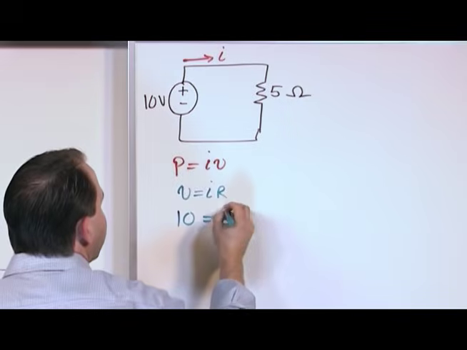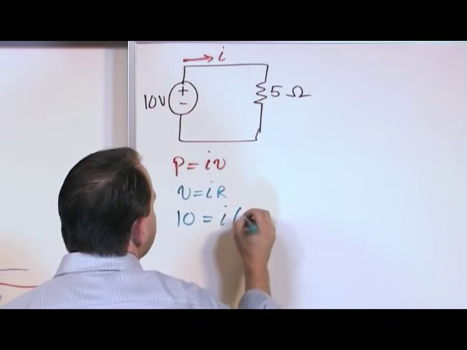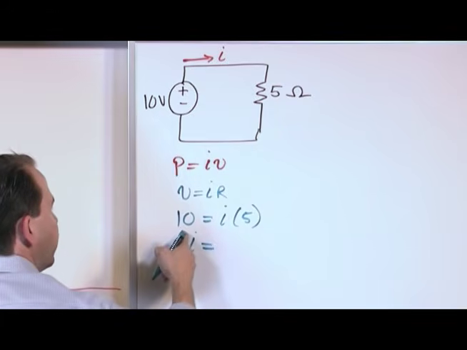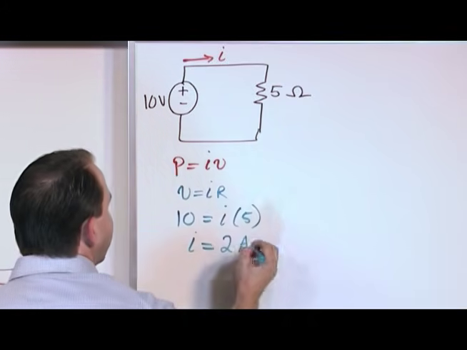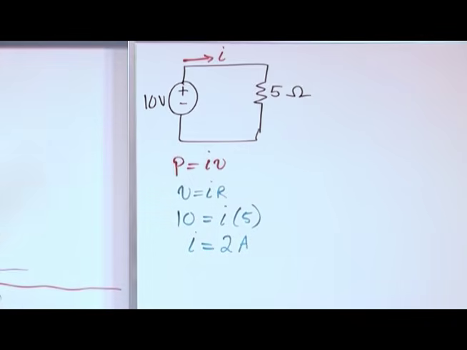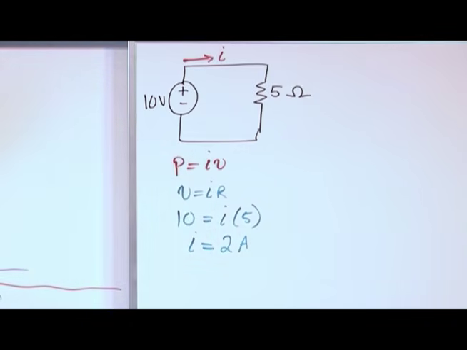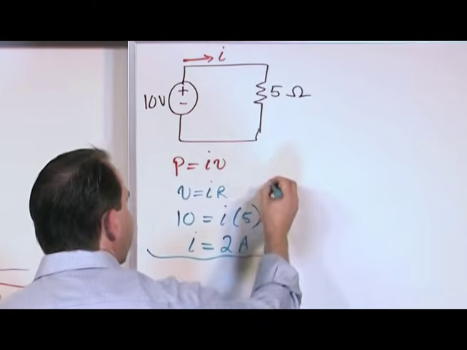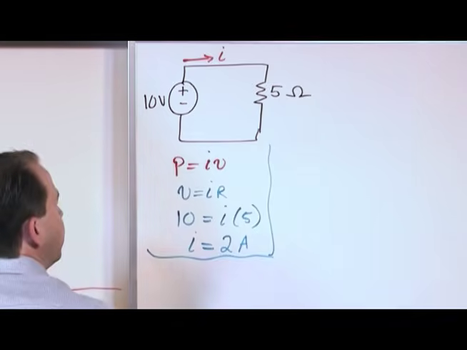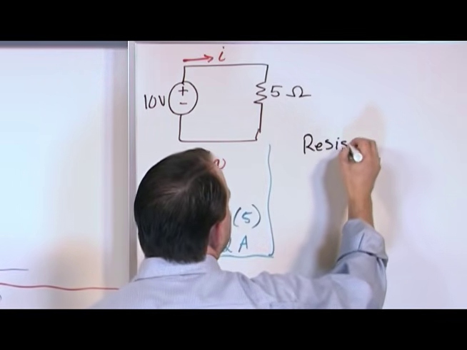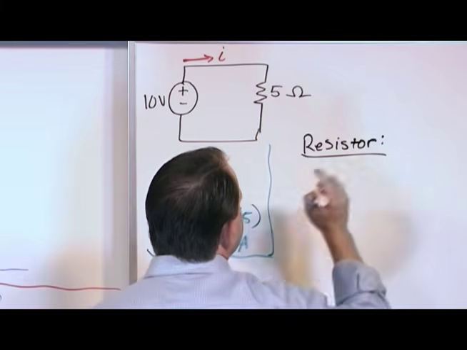The current is what we're trying to find. The resistance is 5 ohms. So we can calculate the current. The current in this circuit, 10 divided by 5, is 2 amps. Now that's not what we want for the final answer, but we need that because the power is the current times the voltage. All right, so let's go and figure this out. Let's take a look at the resistor. Let's calculate the power for the resistor.